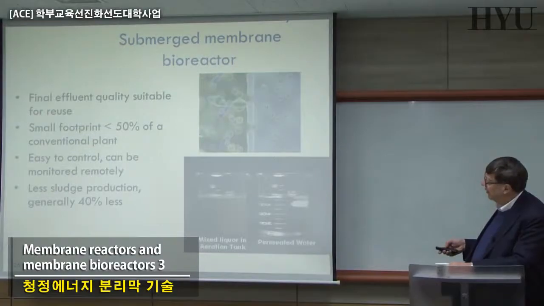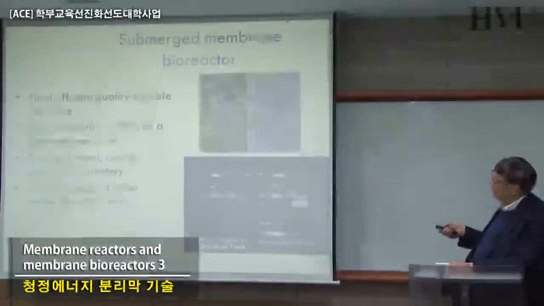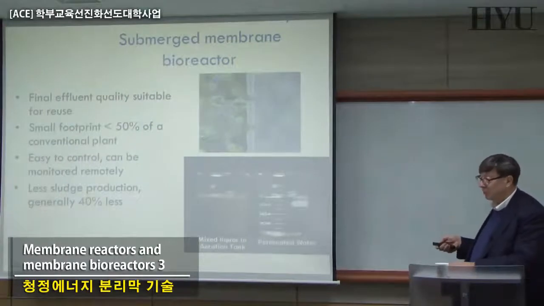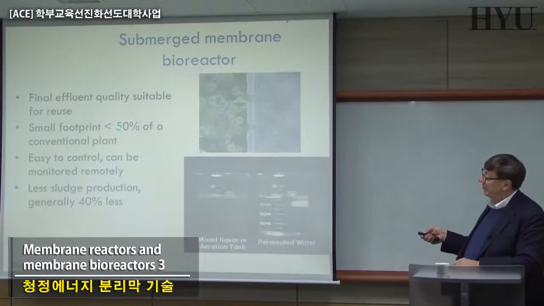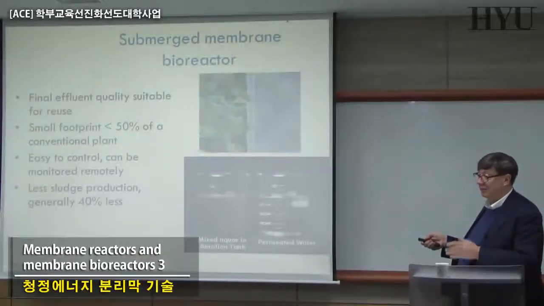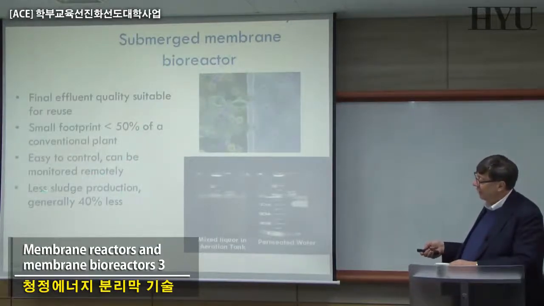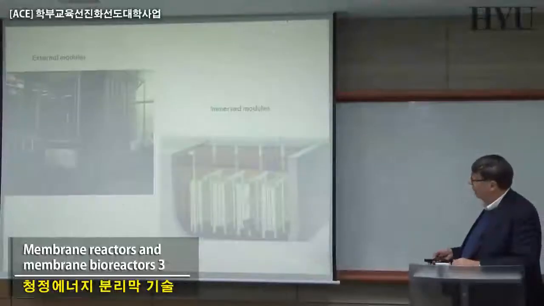In some cases, that's the quality of the water. This effluent quality is quite interesting, very possible to have direct reuse. Very small footprint. These are not people expert in process intensification, but if you read what they are suggesting, small footprint, this is 50%. You can make half the size of the normal plant. Easy to control, can be just a remote control, less sludge production, 40% less. So you remember this is all consistent with the process intensification logic, and that's the reason.